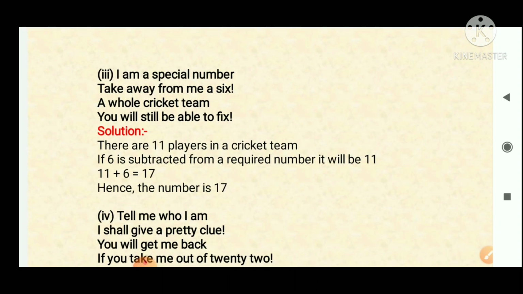Next riddle: I am a special number. Take away from me a 6, a whole cricket team you will still be able to fix. So student, as you know, in a cricket team 11 players are there. So if 6 is subtracted from the required number, it will be 11. 11 plus 6 is 17. Hence the number is 17.